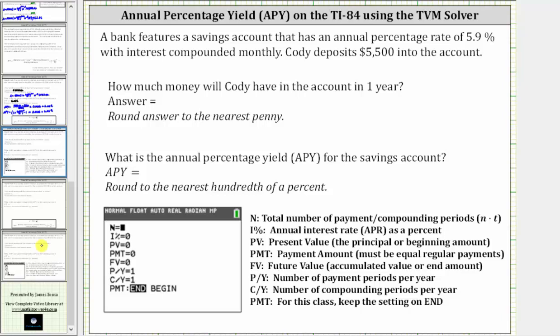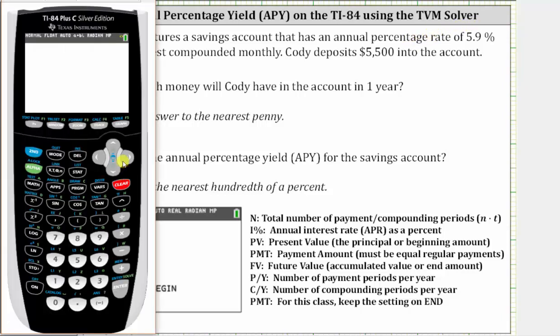So the first step is to access the TVM Solver. From the home screen, we press the Apps button, and then notice how Finance is already highlighted, so we press Enter, and the TVM Solver is the first option, so we press Enter again. Here we have some notes on what each of these rows represent.